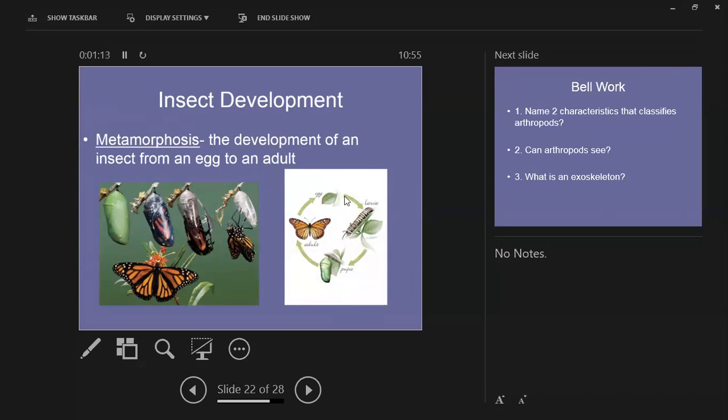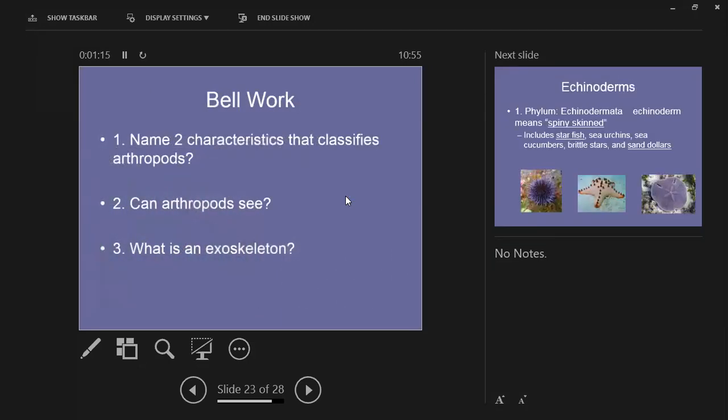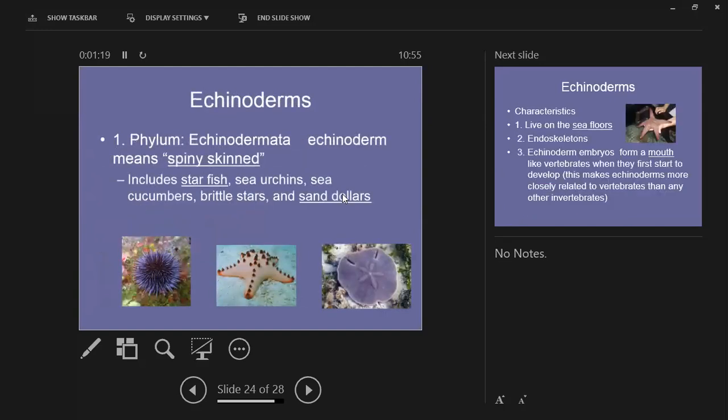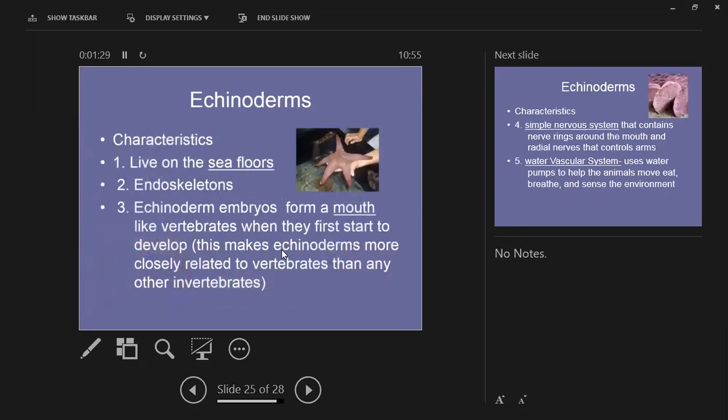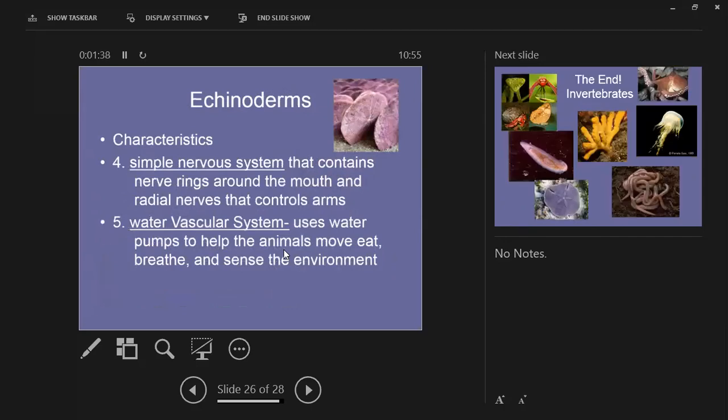A lot of examples for understanding. Echinoderms, many examples to distinguish between them. These things look weird. Sea stars. This is the original star.